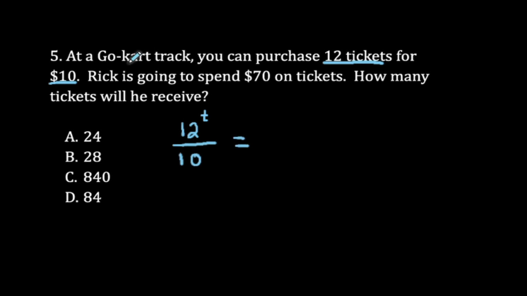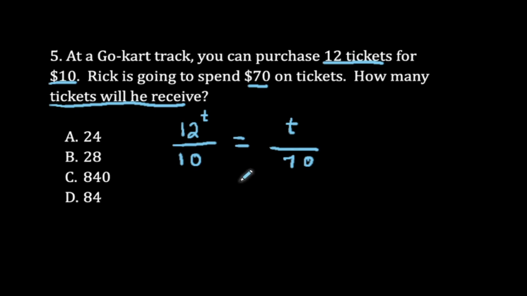And then it says Rick is going to spend $70 on tickets. How many tickets will he receive? Okay, so how many tickets will he receive? So I'm going to set this up as a given ratio like units, right? So we see here that we can represent the amount of tickets he'll receive with the variable t. And notice I'm putting it right next to 12 tickets, right? Because these are like units. And then we see that he's going to spend $70. So $70 goes right next to the $10. And then you can solve from there.